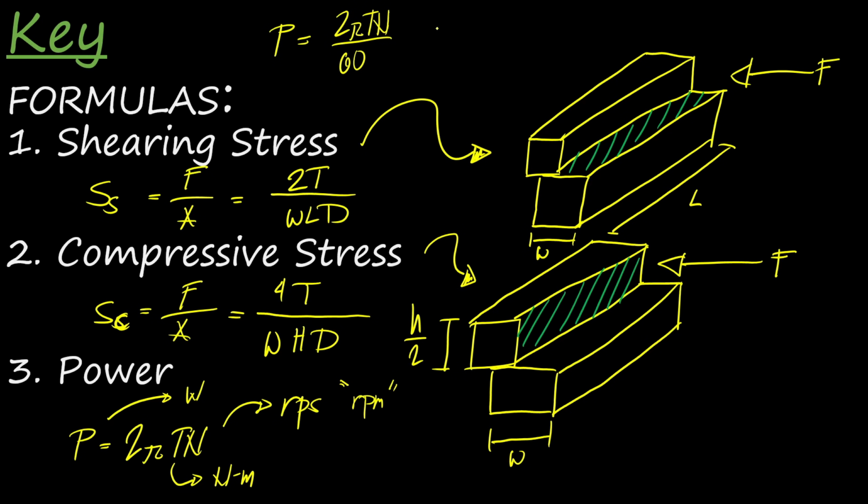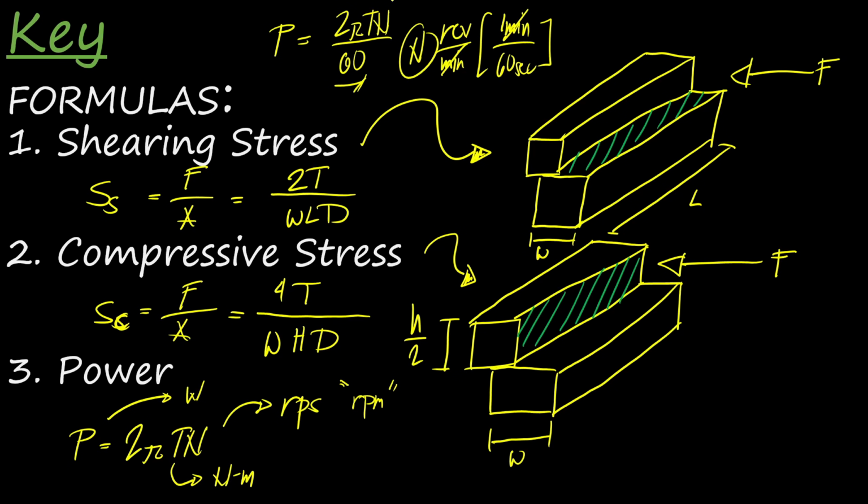What is this 60? So we know that revolutions per minute, okay? So we know that 1 minute is 60 seconds. So here we have n here and cancel, cancel. Now we have revolutions per 60 seconds. So that's why we have 60 here, okay?